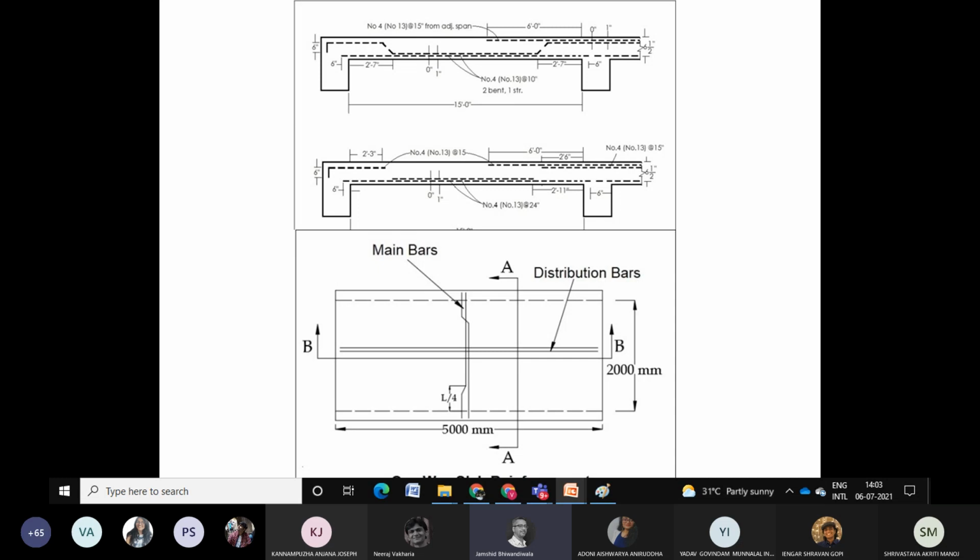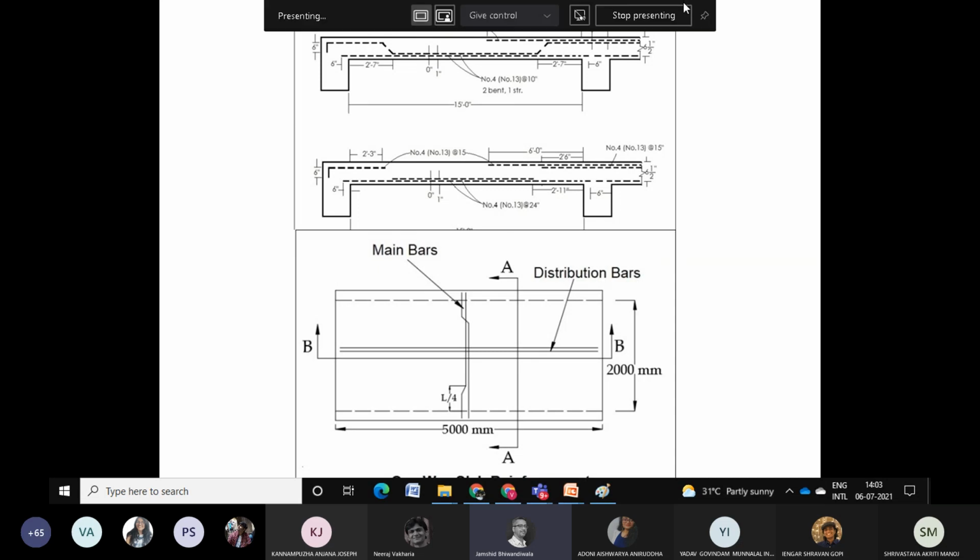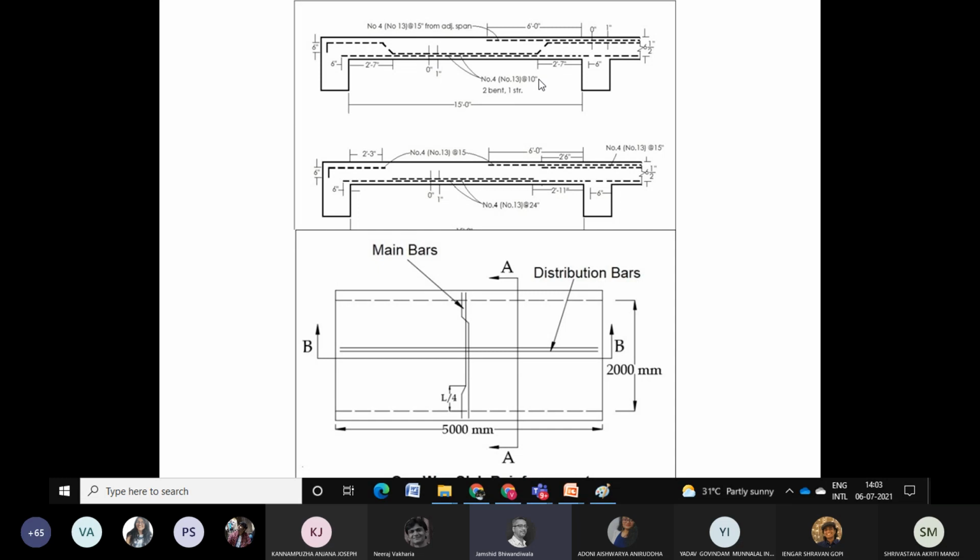Then we naturally have how the bar layouts take place. I hope you gather that the bars in the main direction usually have bent bars. So there is a part of the bent bar, usually you have one bent bar, because you know that there is a bending moment that goes in like that.